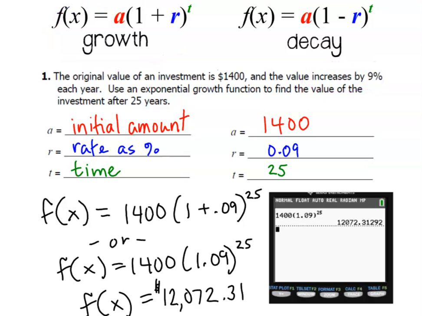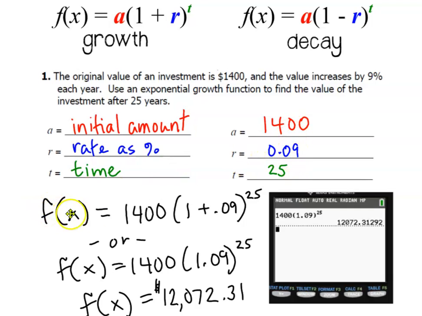Now let's talk about that R value. Notice that this says 9%, but my number says 0.09. That's because you can't use a percent sign in your formula. So we're going to use 9% or 9/100, also known as 0.09. This is really important. If you forget to move that decimal point and you don't have the right value, you're going to calculate the wrong response.